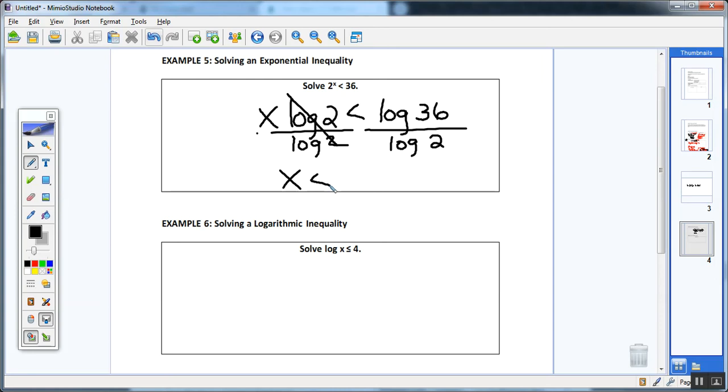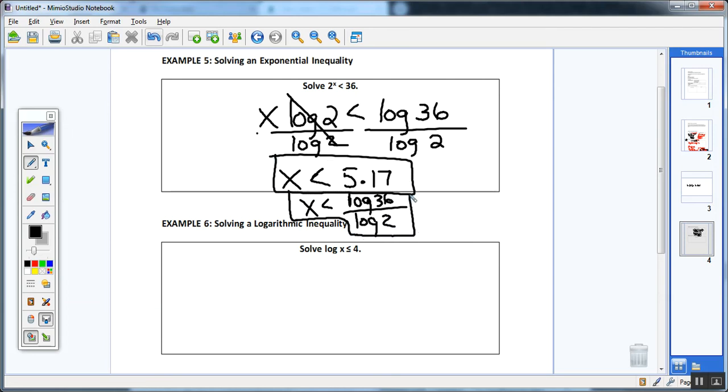5.17. So I like going two places. X is less than... you could leave it as log 36 over log 2, or call it 5.17. Or you could say x is less than log 36 over log 2 if you want. Either one of these would work. Again, you're just looking to get x alone.